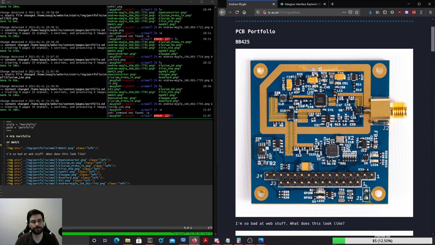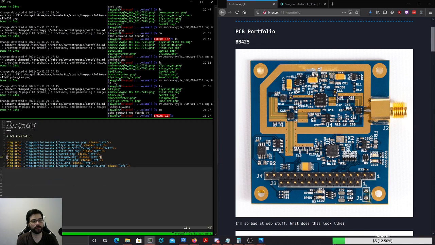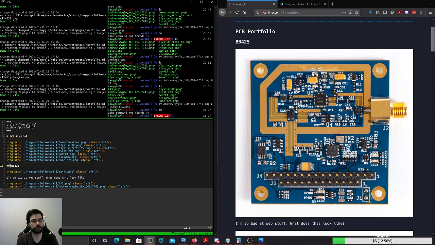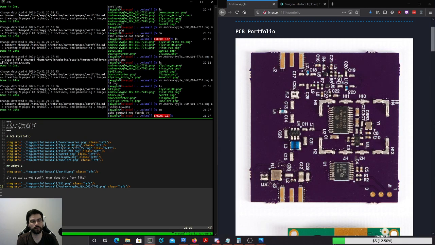Okay, so that looks pretty reasonable. The BB425 honestly maybe doesn't even deserve to be on this page. I know what I'm going to do. I'm going to make an ARKit 3 section. And then we can go through all of the ARKit 3 boards. Oh, I changed the name of this one. Got to do that.